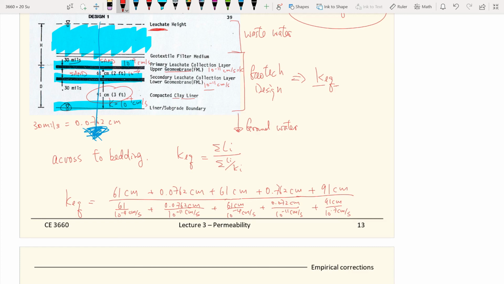So this is how we find out the equivalent K. And we will solve for these equations, then this is our final answer. So this number here represents the hydraulic conductivity's performance for the whole setup, which is the geotech design that you have now.